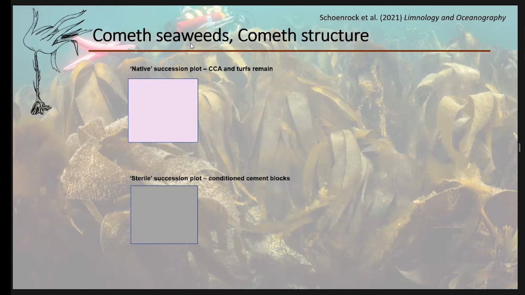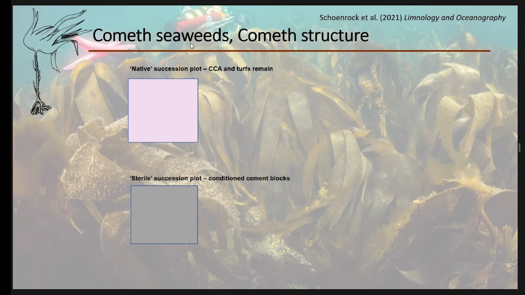And when we looked at succession, again, this is just recovery of the system after a disturbance. We actually have native plots where we left the coral and algae in place, and then we put out these pavement tiles that were sterile, theoretically. They were just concrete, so they needed conditioning in the marine environment.